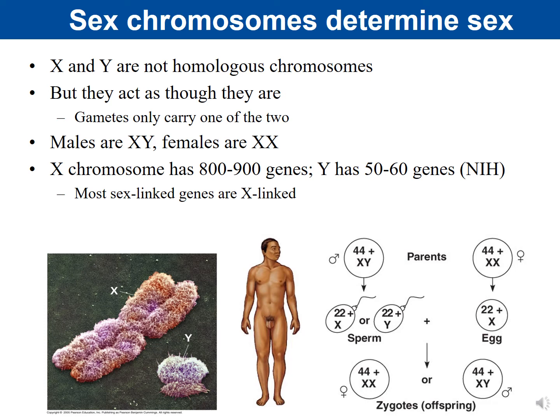What you're going to see is when we talk about what we call sex-linked inheritance, most sex-linked genes, meaning most traits that are linked to our X and our Y chromosome, are X-linked, meaning that they're carried on the X chromosome because the X chromosome has a lot more genes. And so we're going to look at a specific example of sex-linked inheritance.